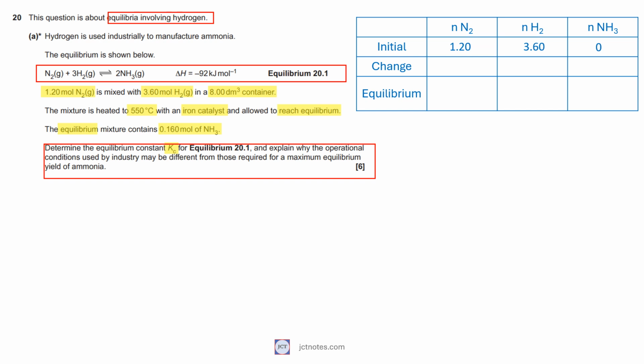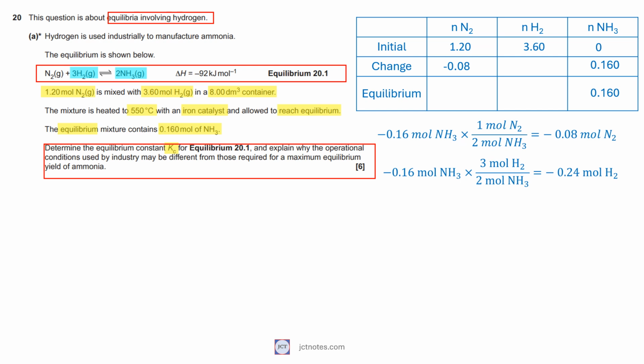We know that in equilibrium we have 0.160 mole of ammonia, thus, the change in ammonia is plus 0.160 mole. From the stoichiometry of the reaction, we know that 1 mole of nitrogen produces 2 mole of ammonia. As in equilibrium we have 0.16 mole of ammonia, we are going to reduce the number of mole of nitrogen by 0.08. Similarly for the hydrogen, from the stoichiometry of the reaction, we know that 3 moles of hydrogen produces 2 mole of ammonia. As in equilibrium we have 0.16 mole of ammonia, we are going to reduce the number of mole of hydrogen by 0.24.